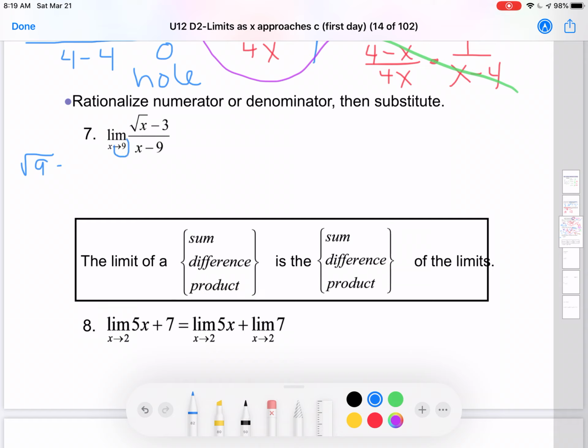Let's plug in 9. And look, we get 0 over 0 again. So what does that mean? It means there's a hole. So we need to somehow manipulate this function so that I can plug in and get some sort of y value, which will be the limit. Okay, so let's rationalize the numerator.